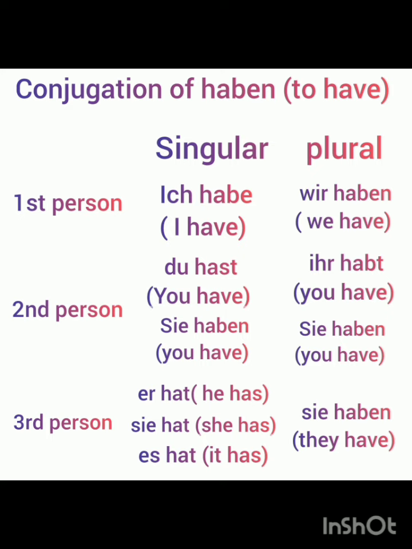Third person plural is sie haben, which means they have. Here S should be a small letter.